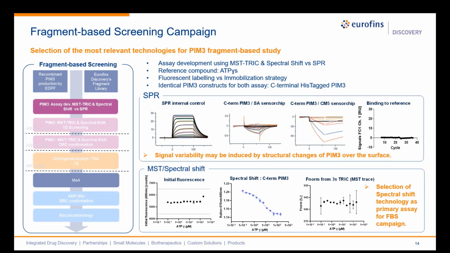We obtained a dose-response effect of ATP gamma S in the micromolar range using the spectral shift readout, but not the MST trick. Based on this result, we selected spectral shift technology as the primary assay for the fragment-based screening campaign.